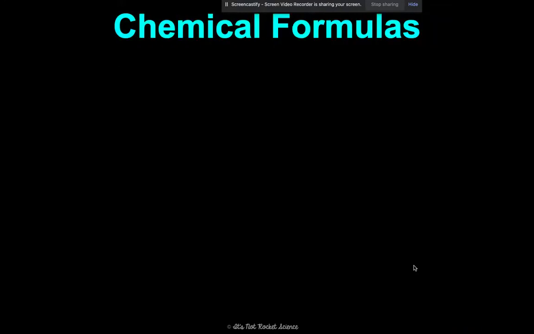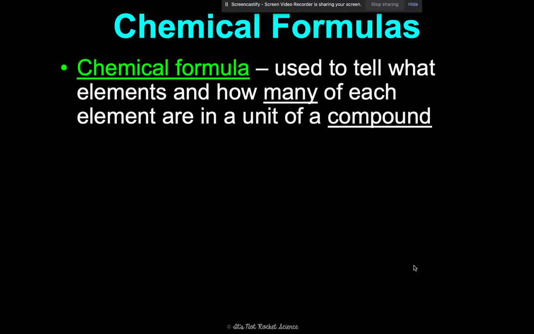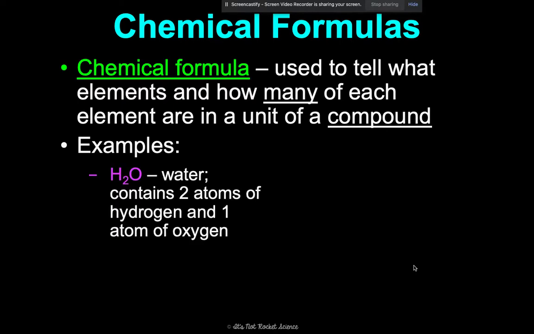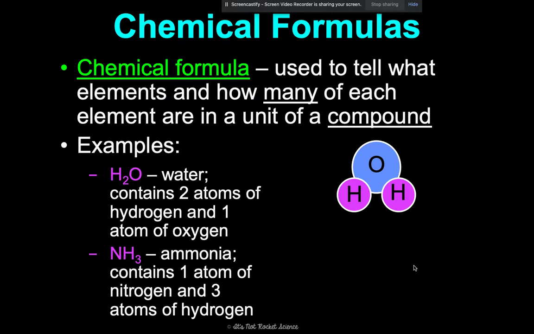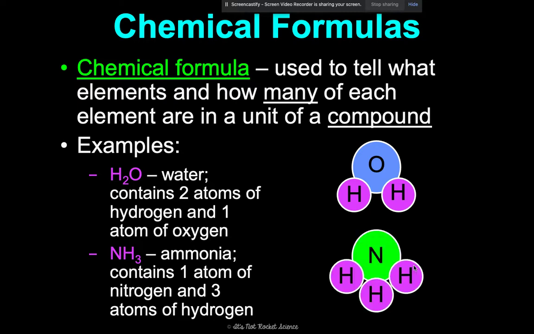So let's talk about chemical formulas. Chemical formulas are used to tell what elements, and how many of each of those elements, are in a unit of a compound. For example, H2O is water. It contains 2 atoms of hydrogen and 1 atom of oxygen, and it looks like this. Then you have ammonia, which is NH3. It contains 1 atom of nitrogen and 3 atoms of hydrogen, and it looks like this.